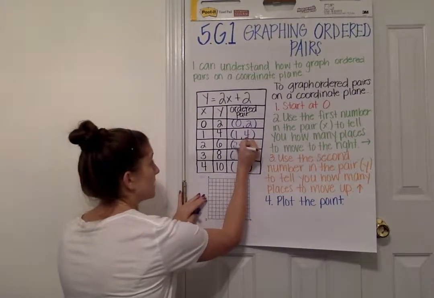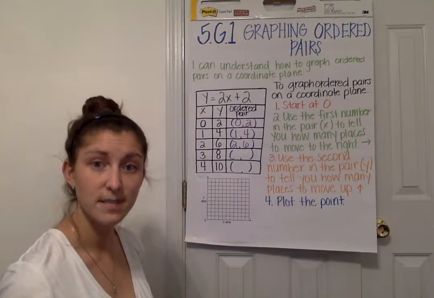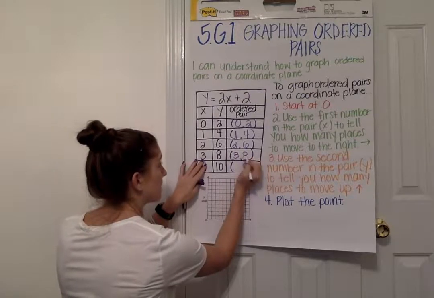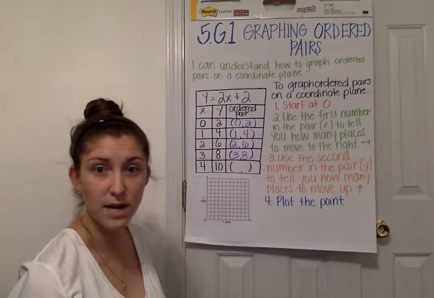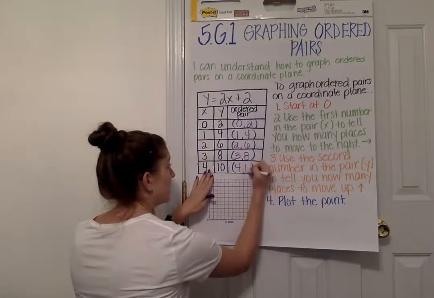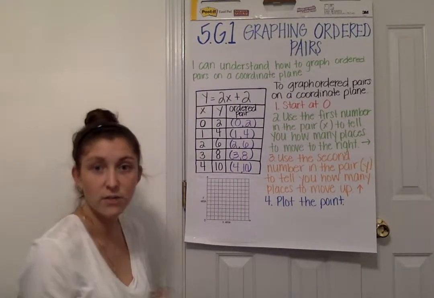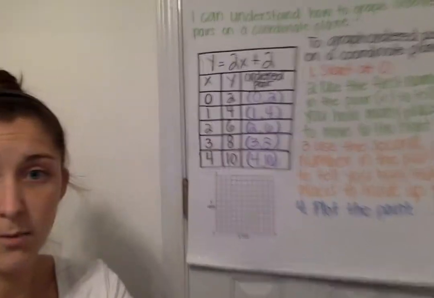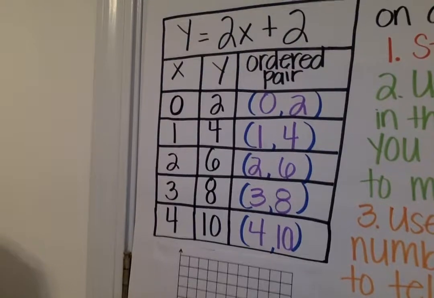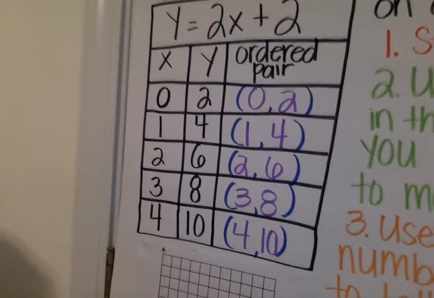Our 2 is our x, our 6 is our y, so our ordered pair is 2, 6. Our 3 is our x, our 8 is our y, our ordered pair is 3, 8. Our 4 is our x, and our 10 is our y. Our ordered pair is 4, 10. Now, check your answers with mine as I bring you a little closer so you can see. Make sure that your x's match mine, and make sure that your y's match mine.